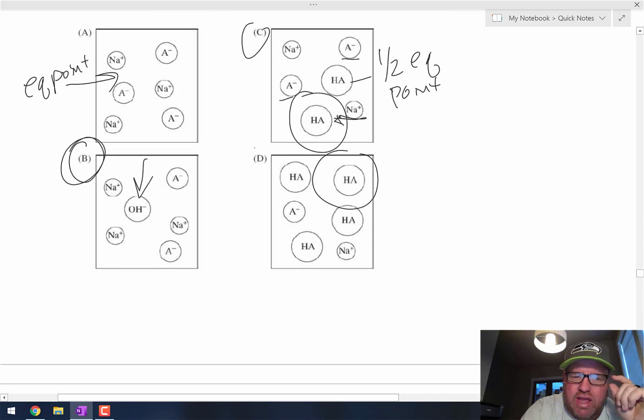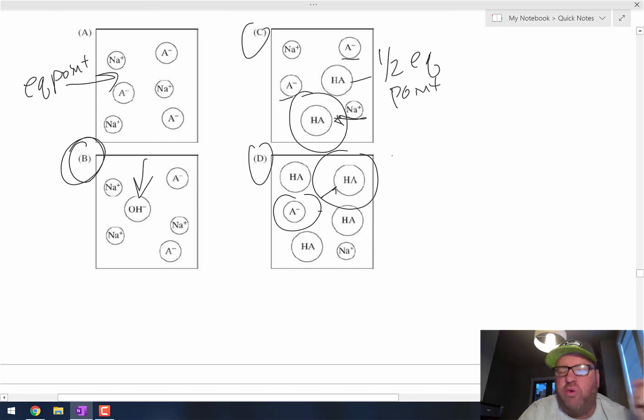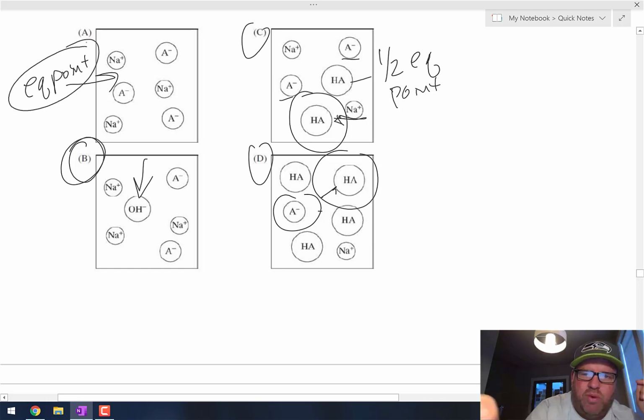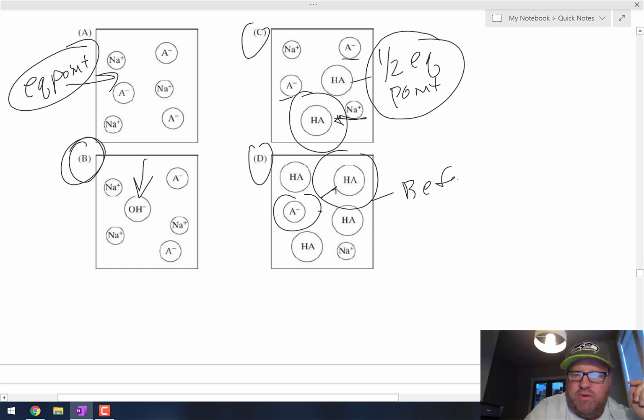Okay, and then certainly answer D, you've got mostly HA and you've got just 1 A minus. So at that, you're well before the half equivalence point. Okay, so here you're at the equivalence point, here you're at the half equivalence point, and here you're before the half equivalence point.